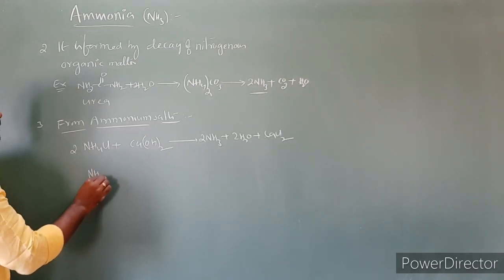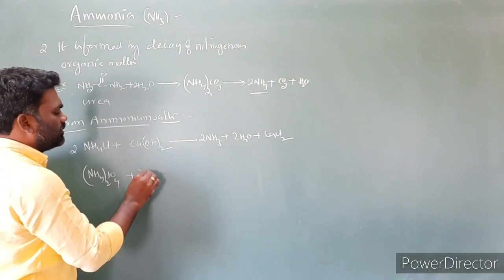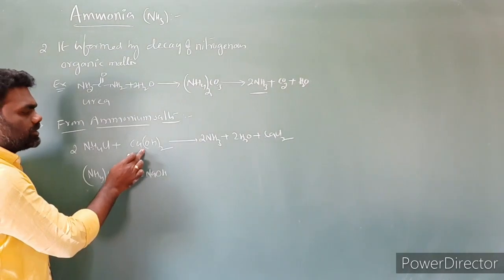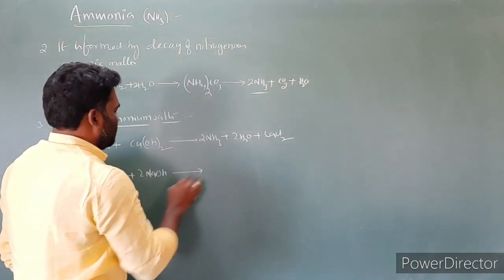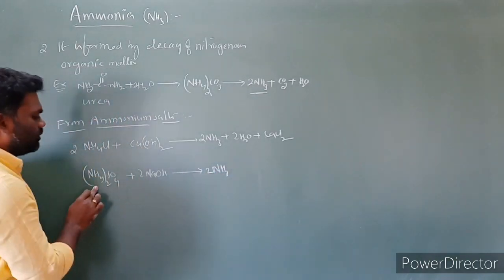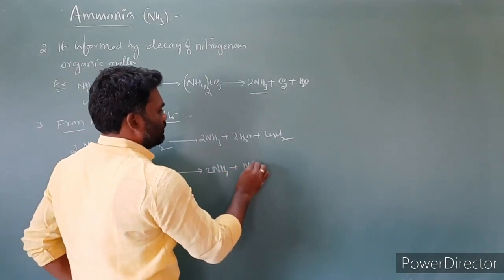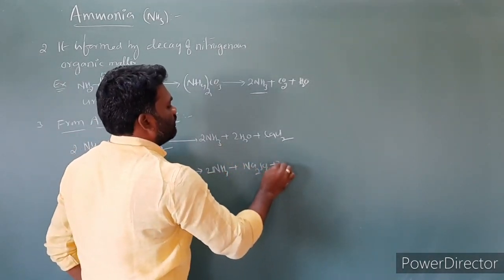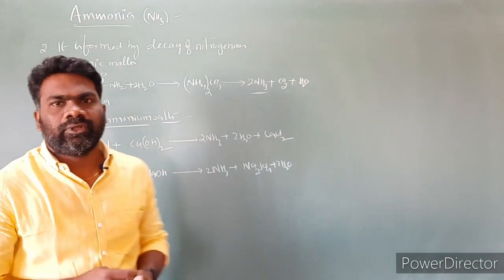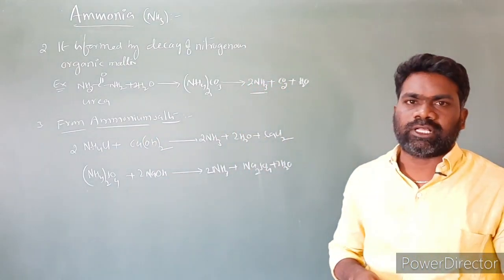Next I'm taking ammonium sulfate, (NH4)2SO4. Ammonium sulfate is treated with sodium hydroxide. So ammonium salts are treated with bases like calcium hydroxide and sodium hydroxide here. Then the product is 2 moles of NH3 plus Na2SO4 plus 2H2O. So this is another method of preparation of ammonia from ammonium salts. So these are the preparations of ammonia.